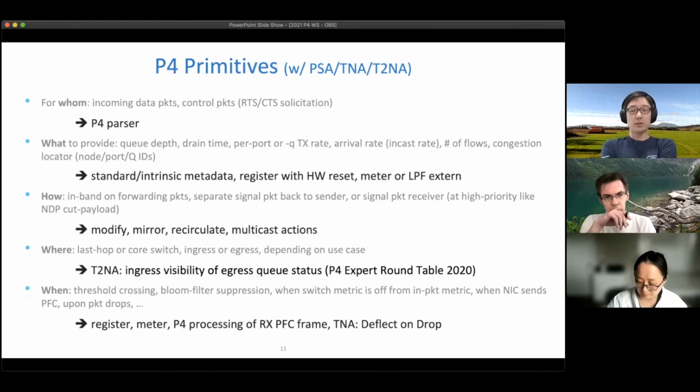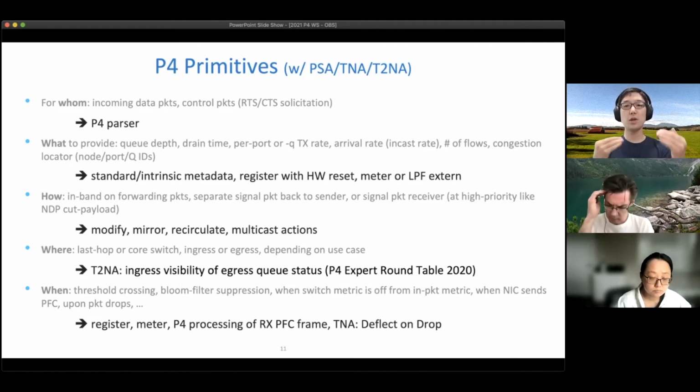So there are lots of P4 primitives that we can think about. We don't need to go through all of them. I think a few highlights are standard and intrinsic metadata already available in PSA or Tofino native architectures, which are great starting points to provide such metrics. And using some register and also meter or LPF externs, we can generate higher-level and more meaningful metrics for the congestion control and transport to make use of.